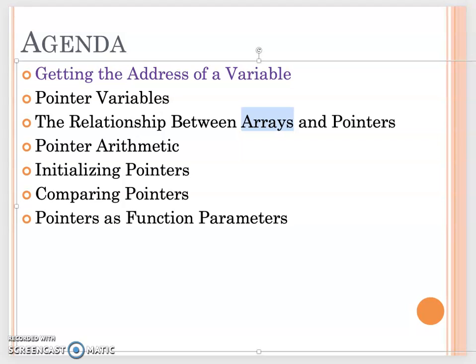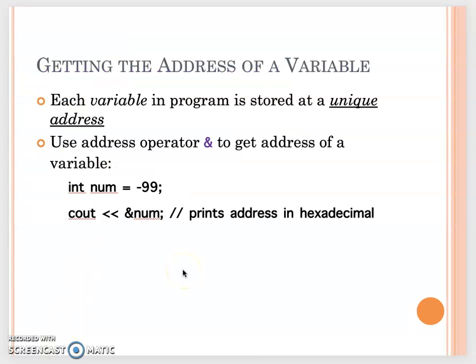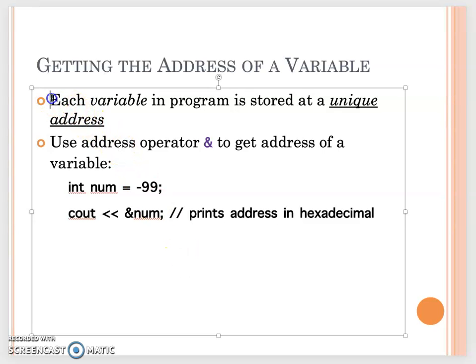So the first thing, let's talk about what pointers are. Before we talk about pointers, let's see how to get the address of a variable. Now you need to remember that any variable we define in the program is actually stored at a unique address. What does that mean?